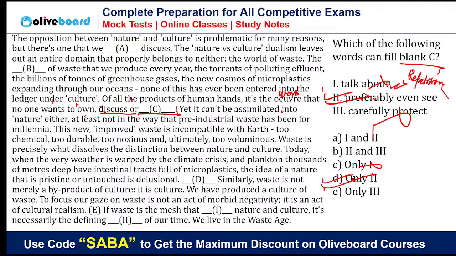See, the repetition will not come because discuss is already there. So talk about and discuss will give. No, discuss already means the same thing. Nobody wants to discuss or talk about. Will it not be repetition, Chanchal? So that is why talk about is given. So you don't want to own that thing, you don't want to discuss that thing, and you don't want to even see that thing. Okay.